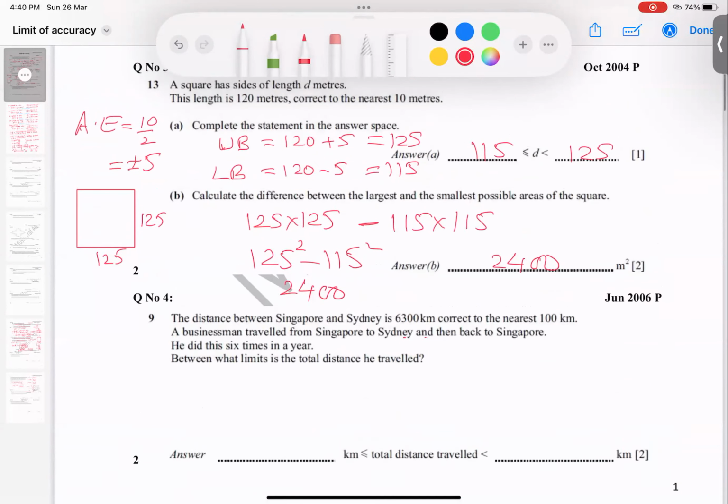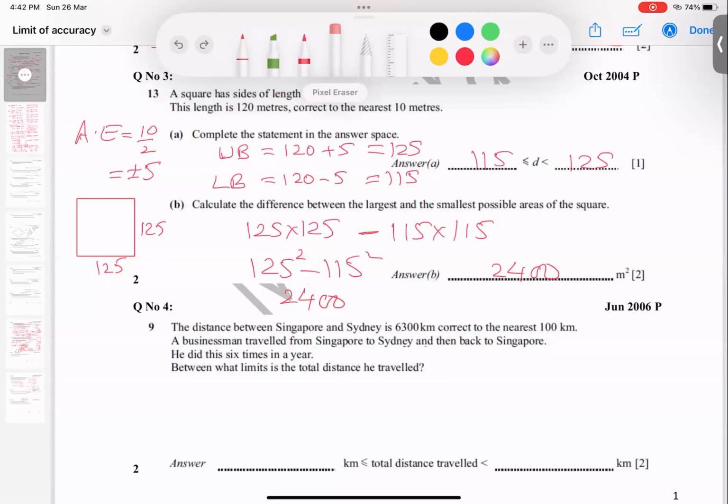Okay, so then I come to the point. Wait a minute, please, and then we'll move on to the next part. So yes, student, this question I'm starting now. The distance between Singapore and Sydney is 6,300 kilometers, correct to 200 kilometers.